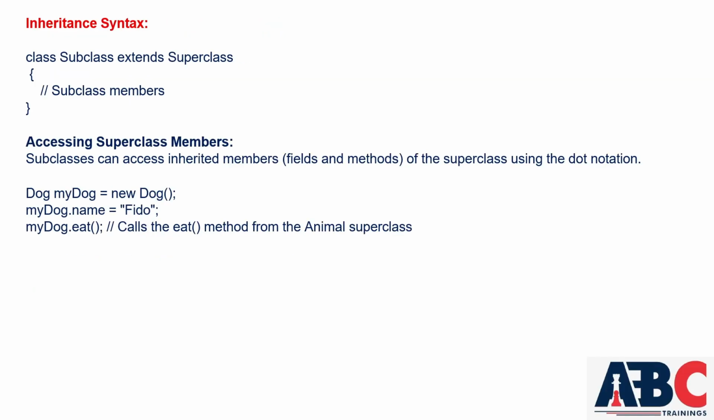Next is the inheritance syntax. The class subclass extends is used to inherit from the superclass. To access superclass members, we use the dot membership operator. A subclass can access the inherited members, meaning fields and methods, where fields are like attributes and methods are like functions of the superclass, using dot notation.